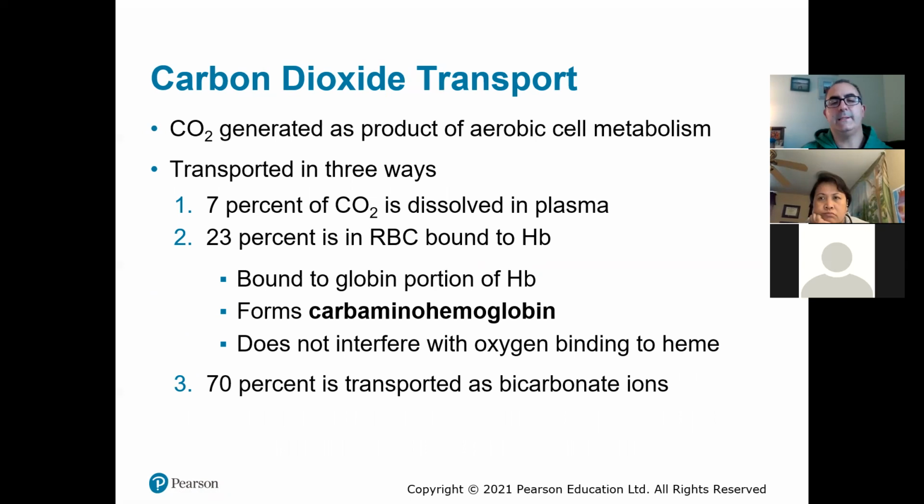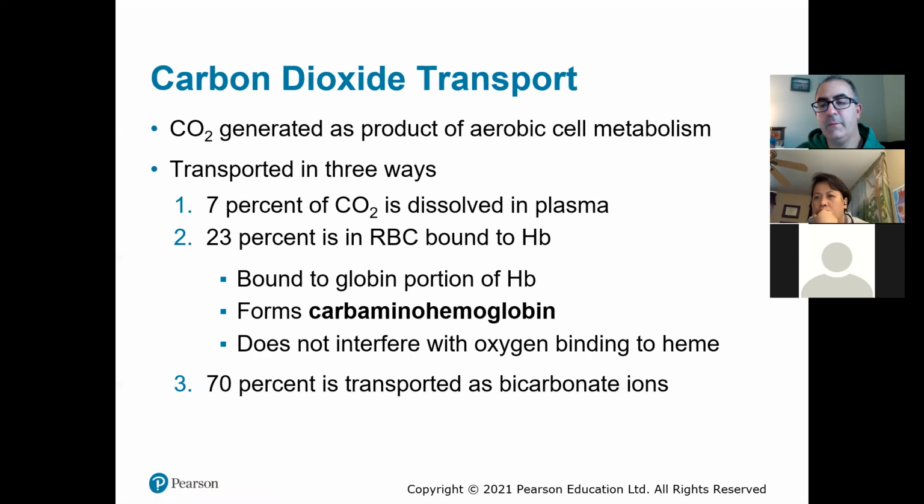With carbon dioxide, only about 23% of it is bound to hemoglobin, right? So instead of 98%, only about 23% is bound to hemoglobin. About 7% is dissolved in the plasma, whereas only 1.5% of oxygen is. So a little bit more gets dissolved in the plasma. But 70% of it is transported as bicarbonate ions.